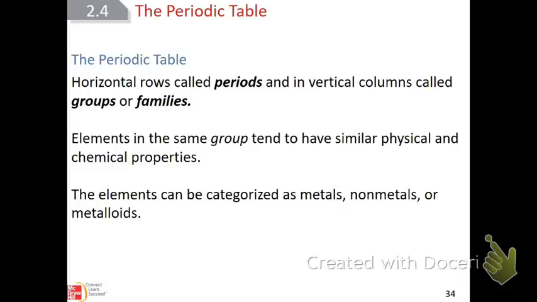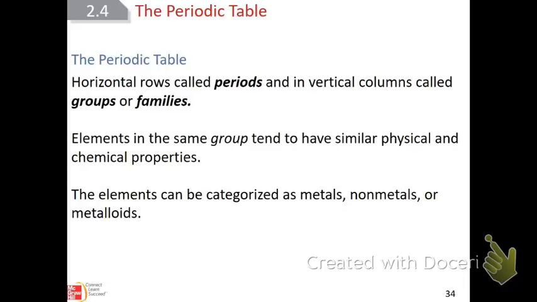Then vertical columns up and down are called groups or families, and their elements have similar electron configurations, and therefore they have similar chemical properties, because it is how electrons are arranged in an element that determines the element's chemical behavior. And I believe we discussed that in Chapter 1. So you do need to understand that it is how the electrons are arranged that determines both its chemical and its physical properties.